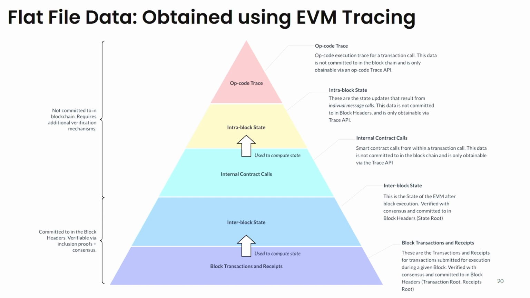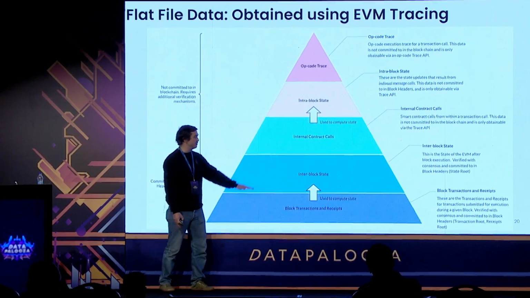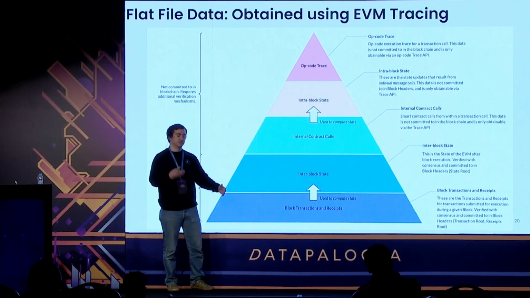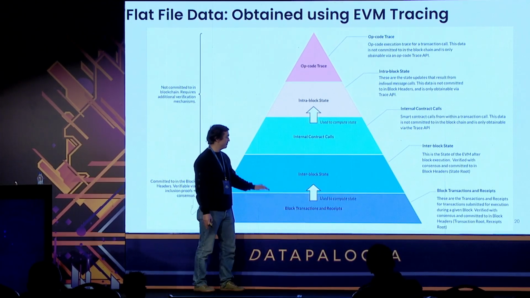I don't know how useful it is, but I made it, and so I've put it up here. This is all of the data that is stored in, or can be derived from, the data stored in flat files. At the base, these are your block bodies and your receipts. For every block, all of your transactions and all of your receipts get stored in these flat files. From there, you can compute state. The state is not stored in the flat files, but you can compute it from transactions and receipts.